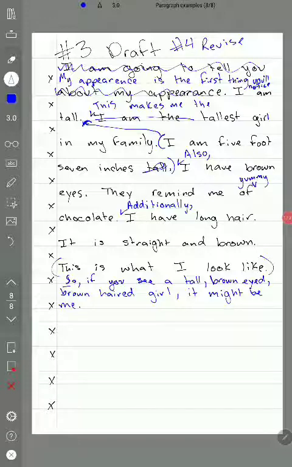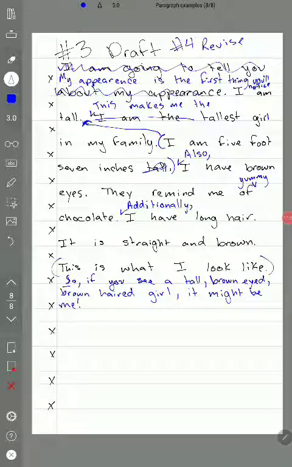I even got to use my transitional word "so" to start my conclusion, and I didn't add new details. I didn't add that I always wear dresses or that I have light skin. I kept the same details: tall, brown eyes, brown hair. But I'm just kind of restating what happened. So if you see a tall, brown-eyed, brown-haired girl, it might be me, and I'll put an exclamation point.